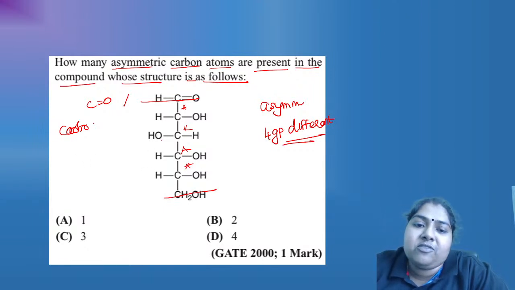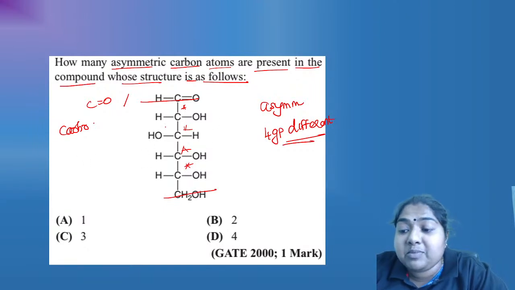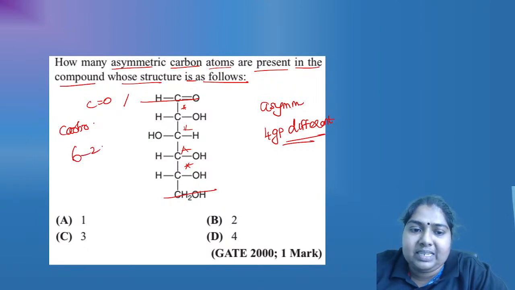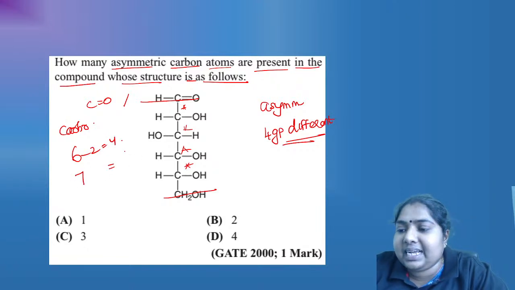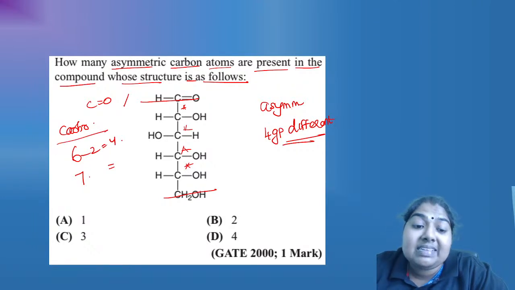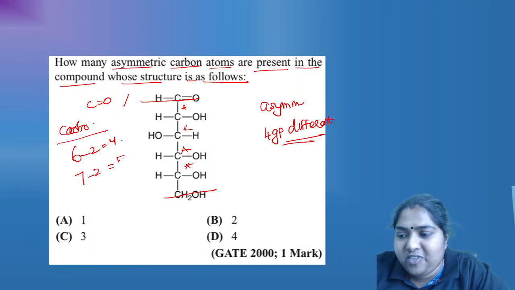Apart from that, whatever is remaining becomes the number of achiral atoms. So if it is 6, 6 minus 2, 4. If it is a heptamer, how many asymmetrical carbon atoms will be there for our carbohydrates? So it becomes 7 minus 2, so 5. Got it? So now you understood how to calculate for your carbohydrates.